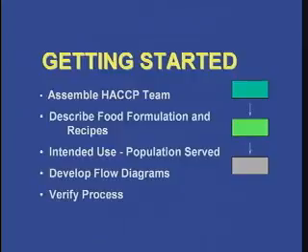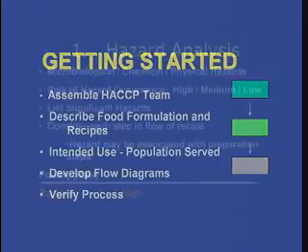The HACCP plan should describe the food formulation and recipes, and again, should consider the population served. HACCP plans would ideally have flow diagrams, which are easy to follow, and the HACCP plan, after it's been developed, should be used in the vessel with a verification process. Does the HACCP plan adequately describe the processes that are actually occurring in the food areas?